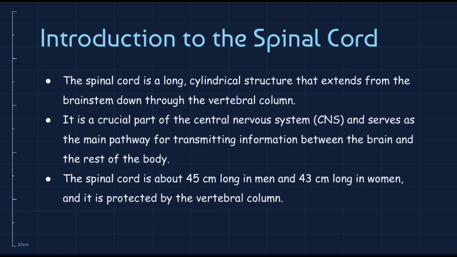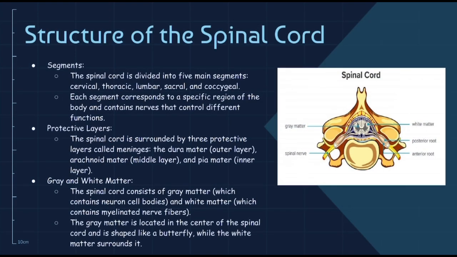The spinal cord is about 45 centimeters long in men and 43 centimeters long in women, and it is protected by the vertebral column. So let's talk about the structure of the spinal cord. The spinal cord is divided into 5 segments. We have the cervical, thoracic, lumbar, sacral, and the coccygeal. Each segment corresponds to a specific region of the body and contains nerves that control different functions.